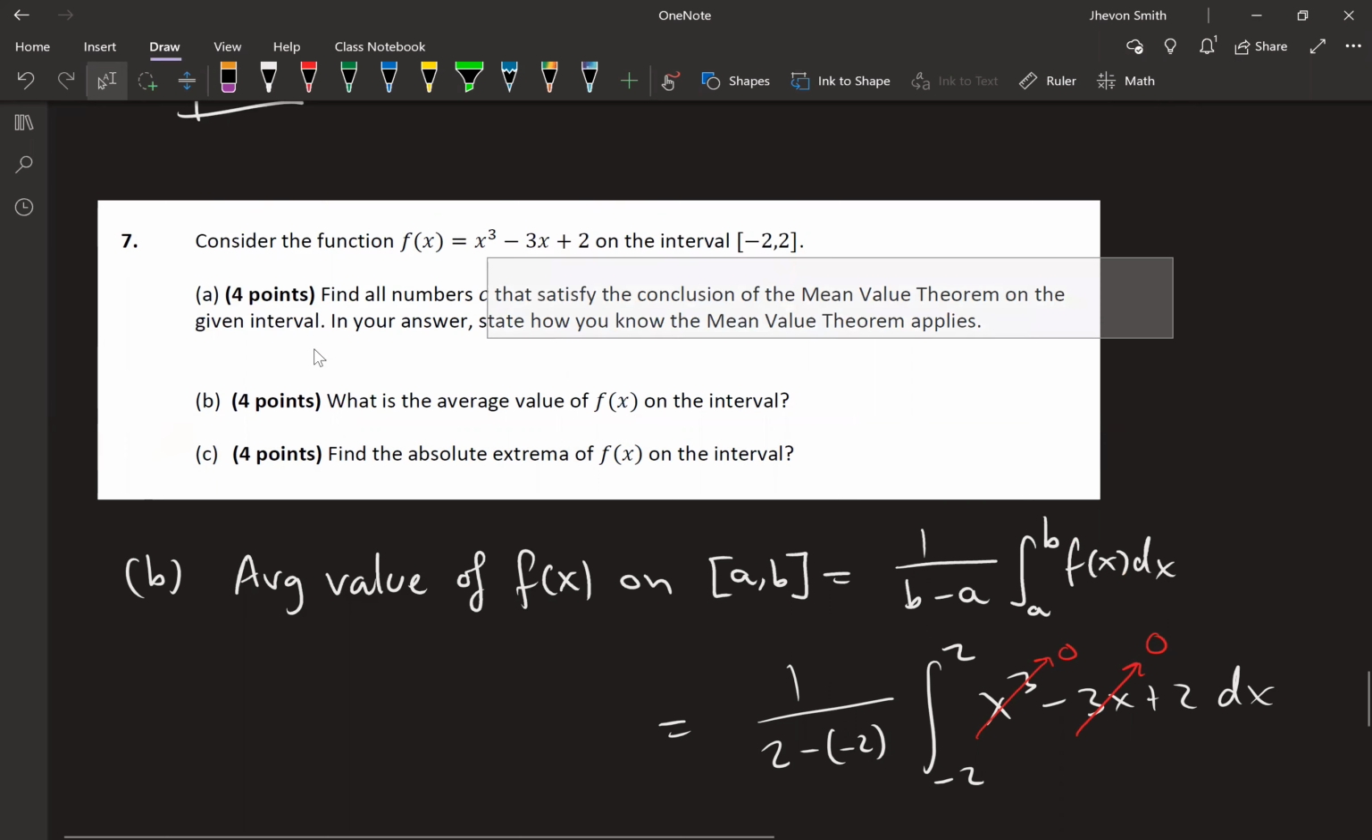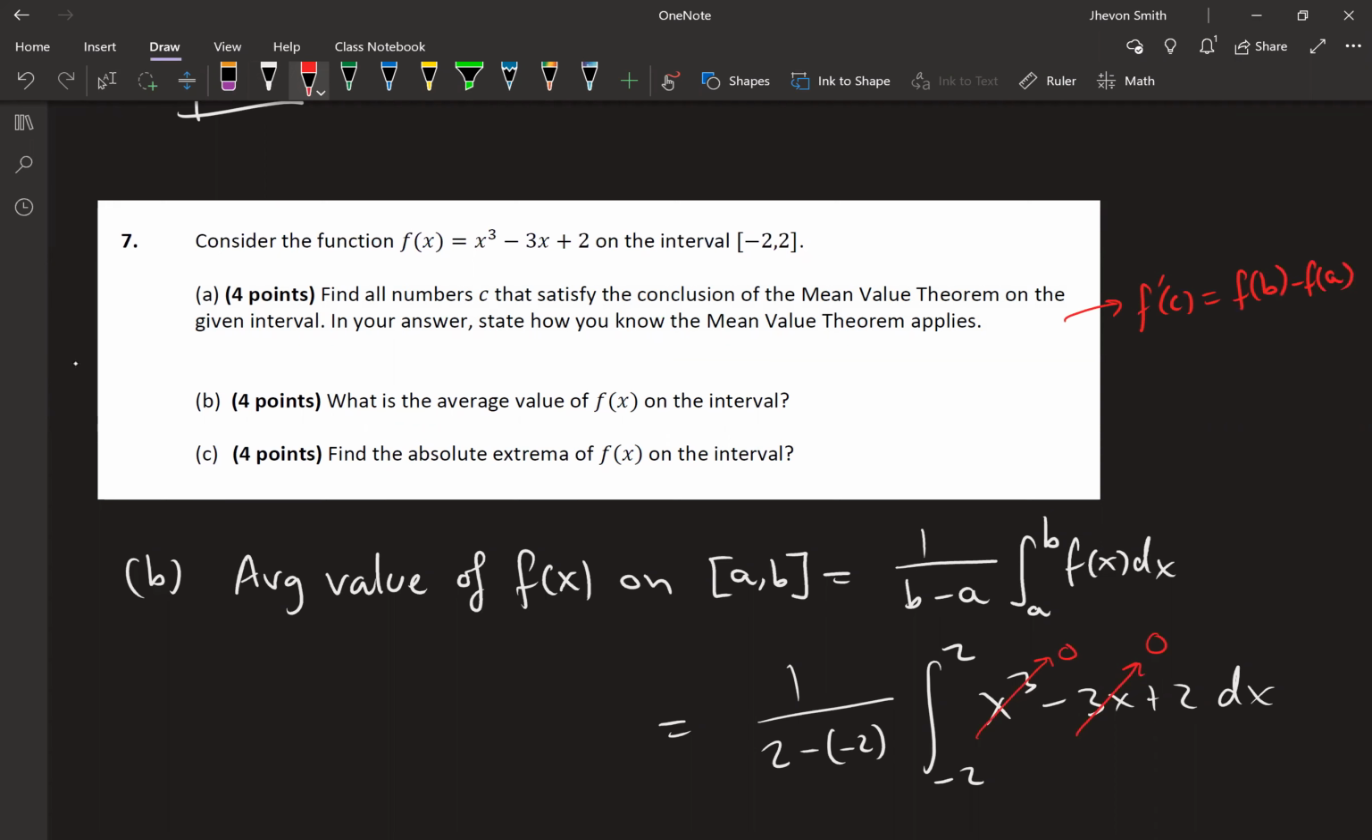And for the first one, you just take the derivative and set it equal to the average rate of change and solve for the output. So for this one, you're going to set f prime of c equal to f of b minus f of a over b minus a, and solve for c in the interval.